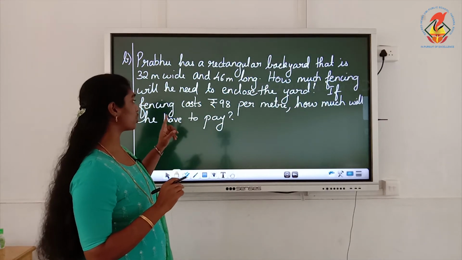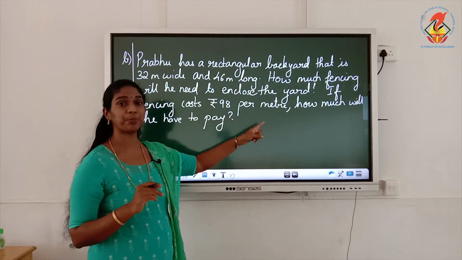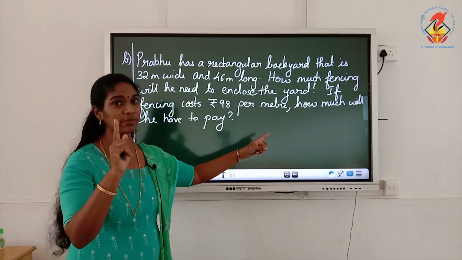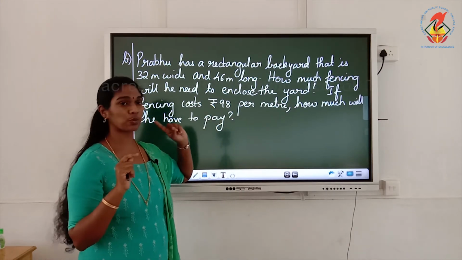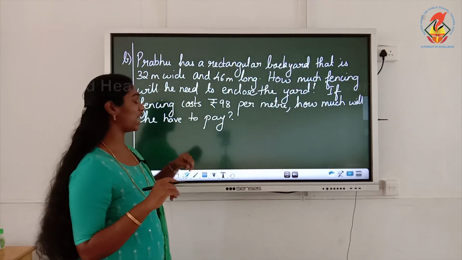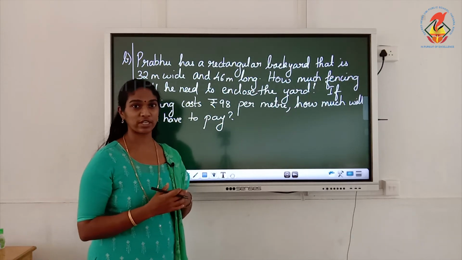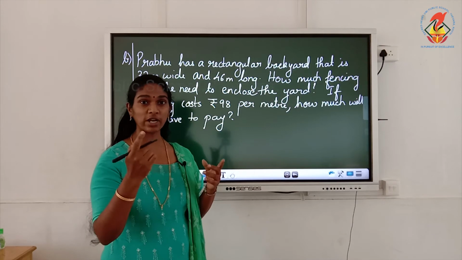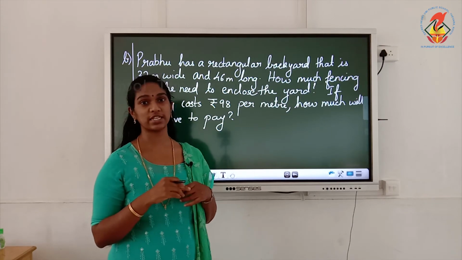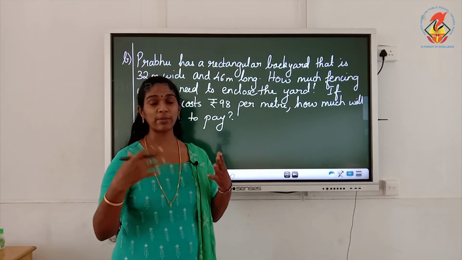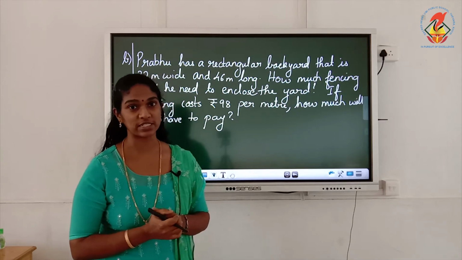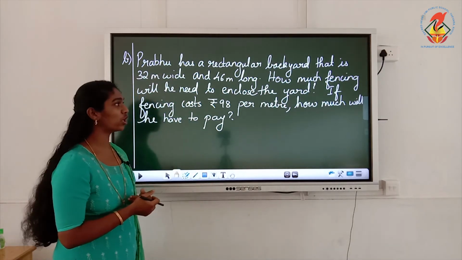And they have also asked you, if the fencing costs rupees 98 per meter, that is for 1 meter, how much will he have to pay? He has to pay for it, isn't it? For 1 meter, they are giving the cost as rupees 98. So, what will be the amount that he has to pay for doing that fencing? We'll come to that later. First, we'll find out how much fencing is needed.